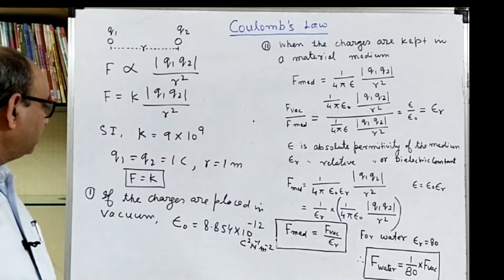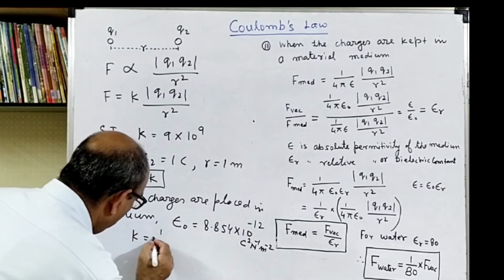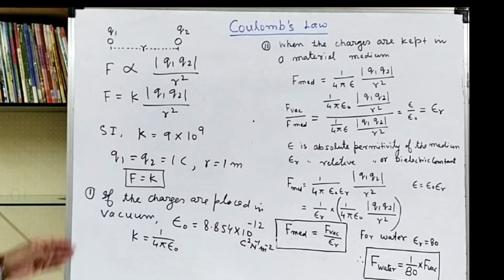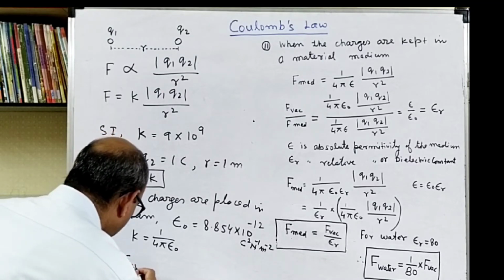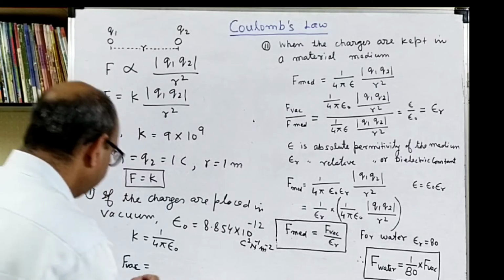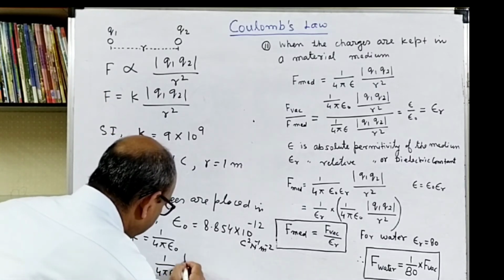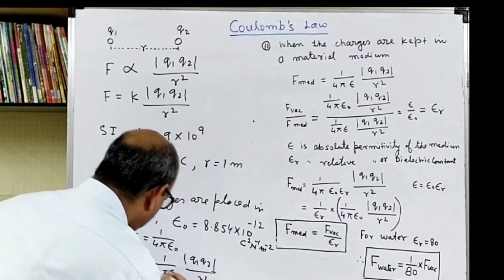We can express K as 1 upon 4 pi epsilon naught. Therefore, the force between the two charges F in vacuum can be written as 1 upon 4 pi epsilon naught Q1 Q2 upon r square.